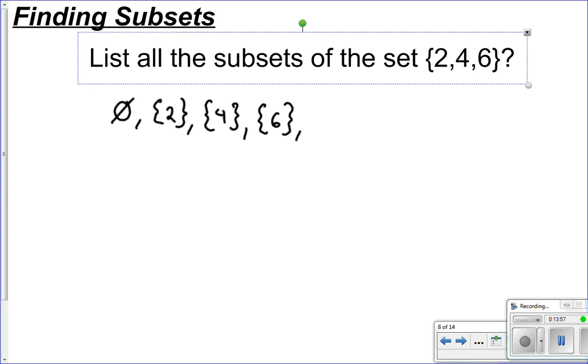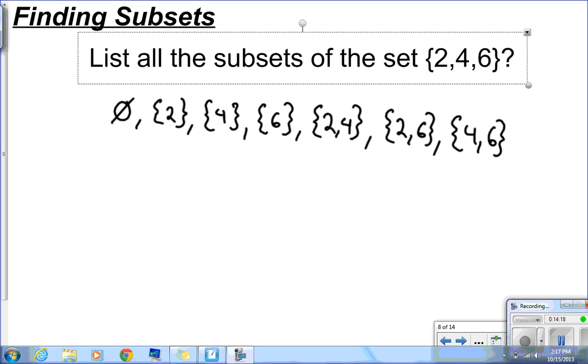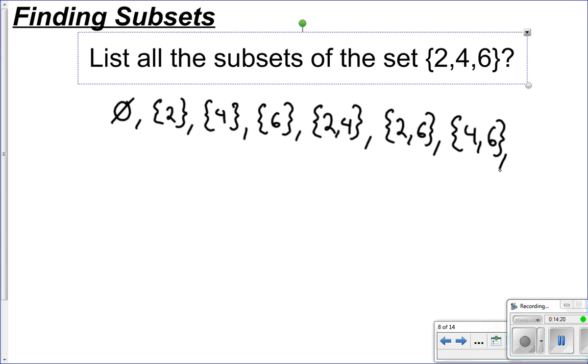Now let's list all the possible subsets with 2 elements. There's 2 and 4. There's 2 and 6. And then there's 4 and 6. And then finally, the set itself, 2, 4, and 6. And there you go. That's all the subsets.